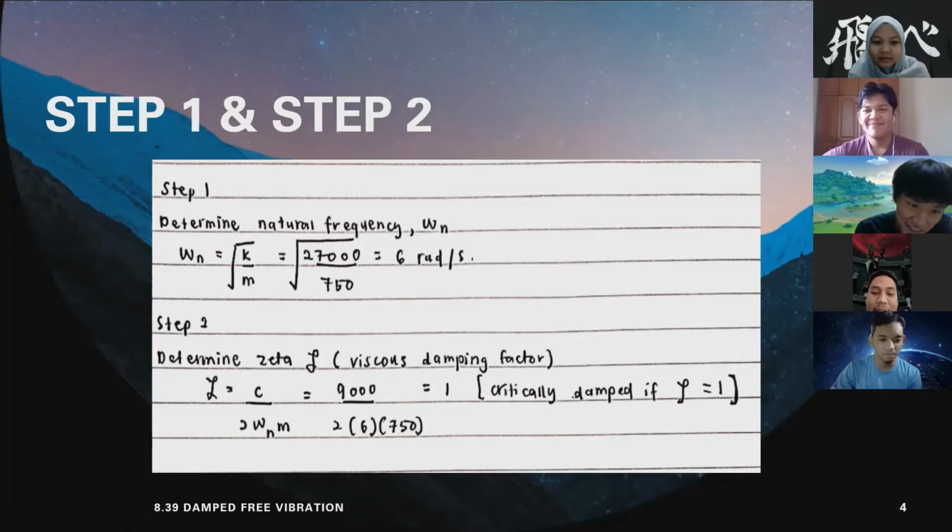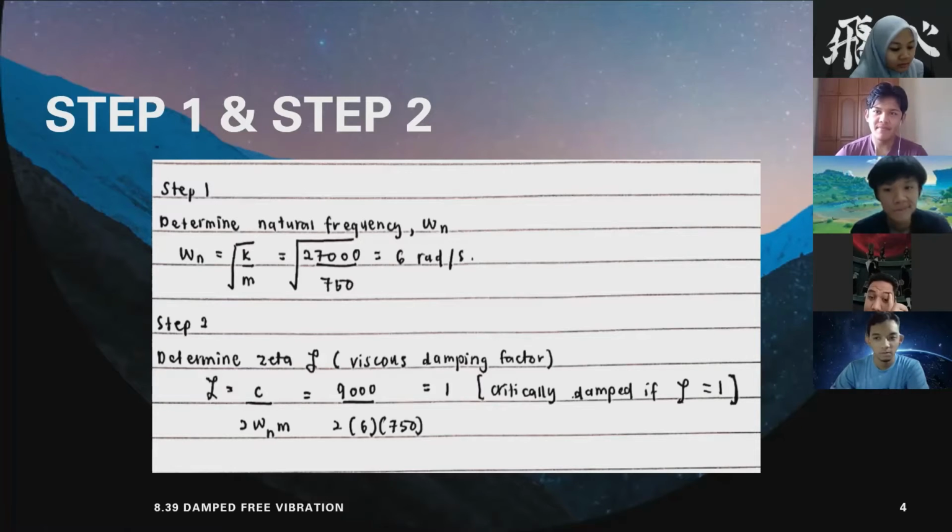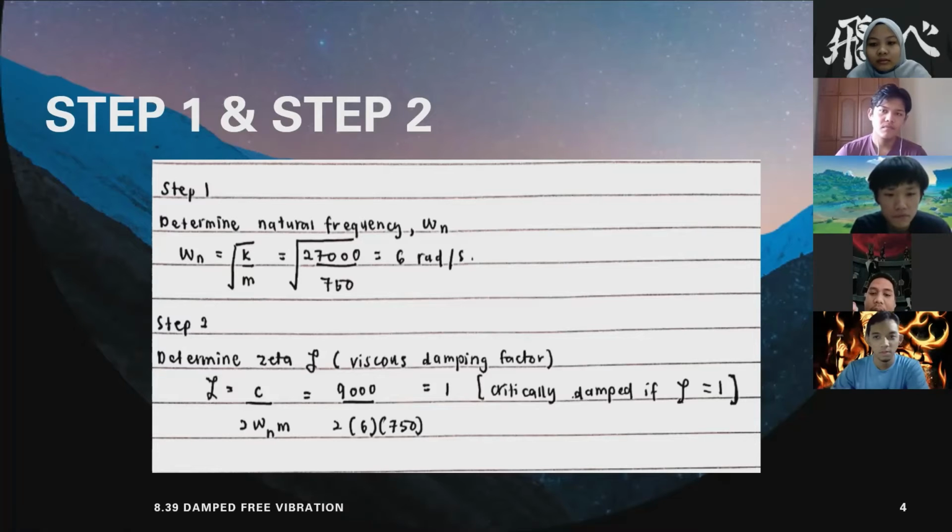After the free body diagram, we must proceed to the next step in order to complete the question. For step 1, we want to determine the natural frequency. As we know, the natural frequency will be used to find zeta, and the information to find the natural frequency has been given in the question. So we just put it in the equation, square root of k over m.